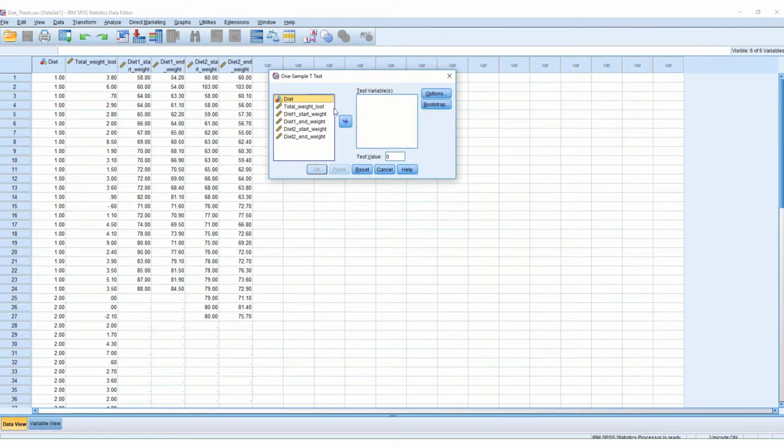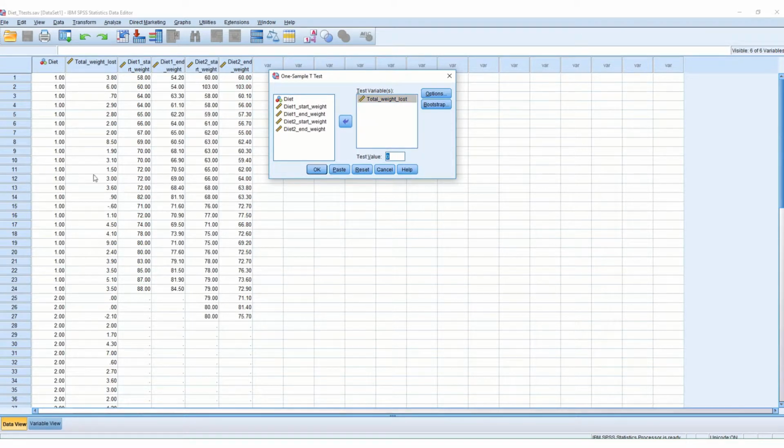So the point of a one-sample t-test is when you have some data that's been collected and you want to compare those data to a single mean value for some reason, something that's relevant or important. So if we were to move total weight loss over here into the test variable, this would be the data that we are going to look at.